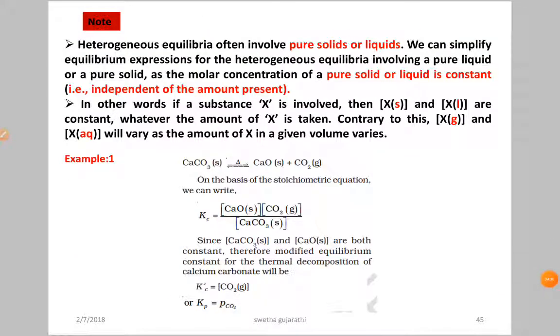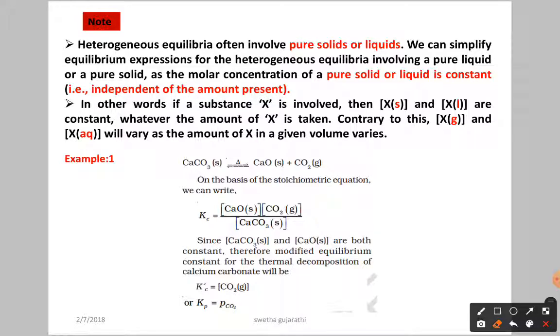Here we have an important note. Heterogeneous equilibria often involve pure solids or liquids. We can simplify the equilibrium expression for heterogeneous equilibria involving pure liquids or pure solids, as the molar concentration of a pure solid or liquid is constant, nothing but independent of the amount present.